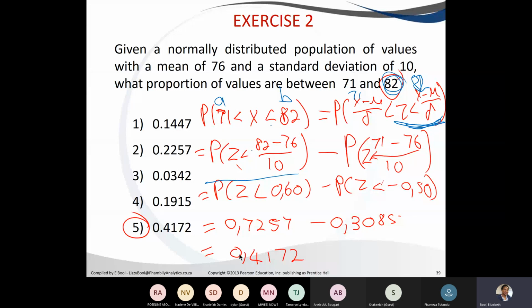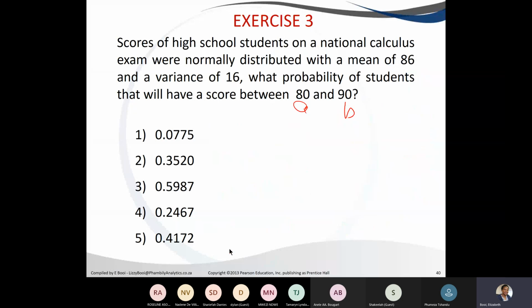So if we look at the question that we have now, when you ask the question, I immediately put the A and B because it lies between the two values. It lies between A and B, 80 and 90.